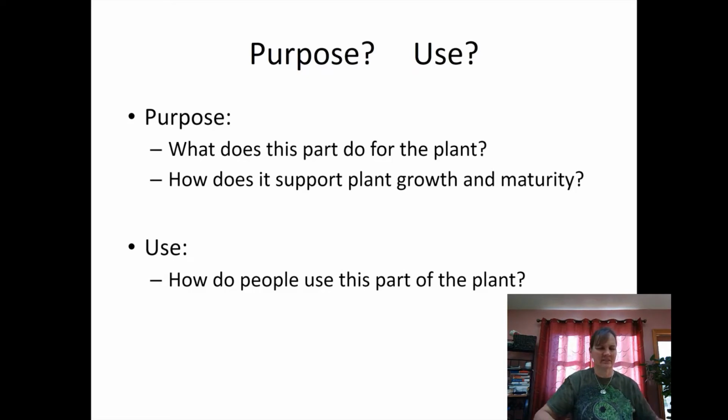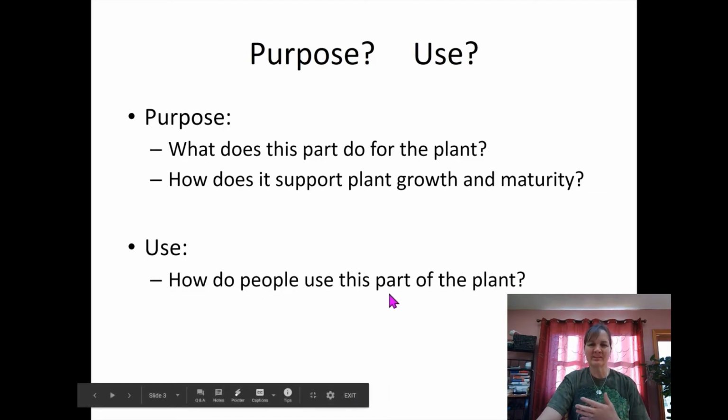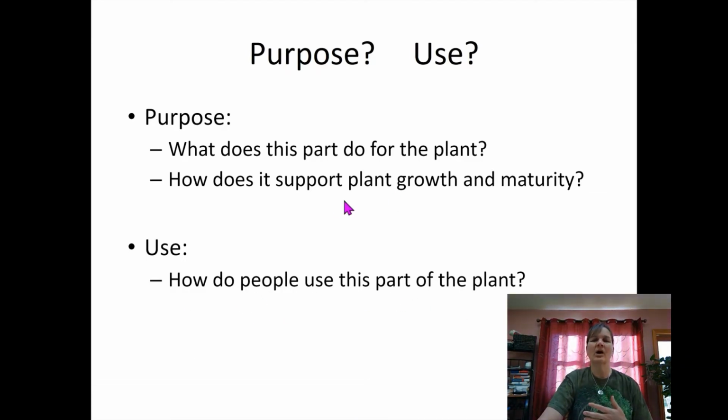What's the difference? Well, the purpose is what does this part do for the plant? So why does the plant have this part? That's its purpose. And think about how it might help support the plant's growth and maturity. Now, use is just how humans might use it. It's just the way people might use this part of the plant. Our primary learning is really the purpose. Why does the plant have this part? And I thought, just for fun, let's check out the human use as well.